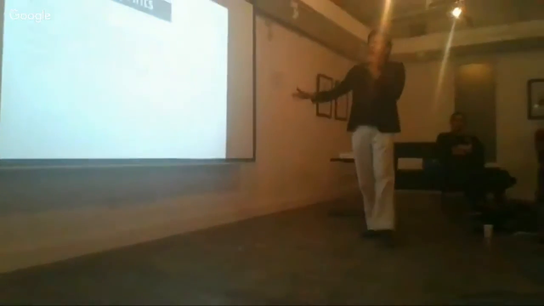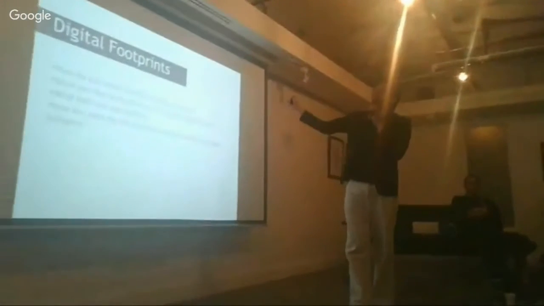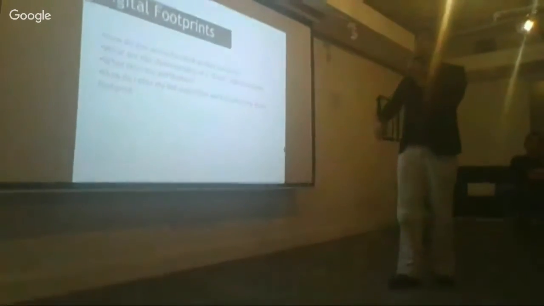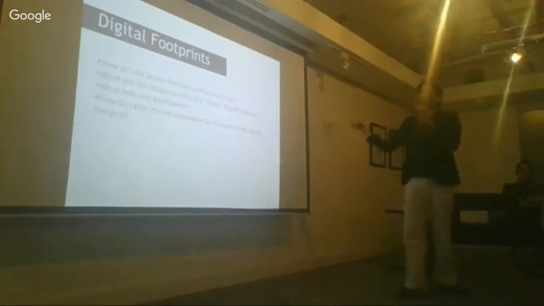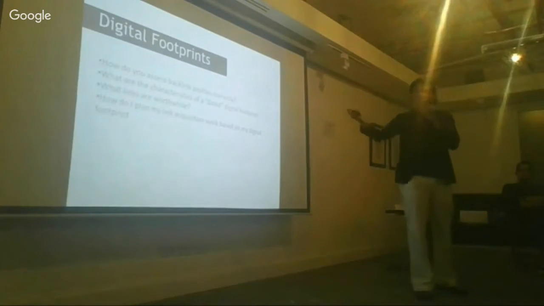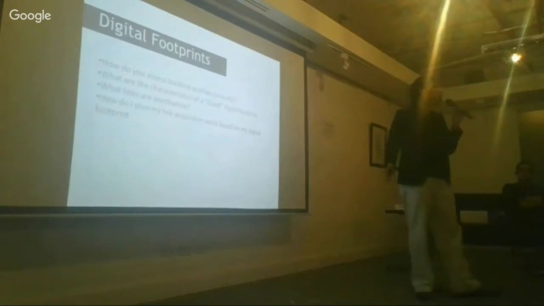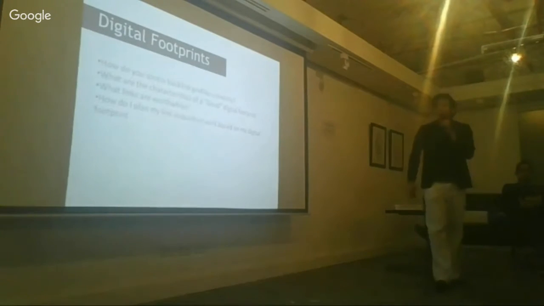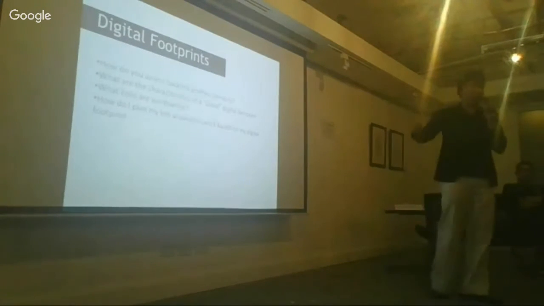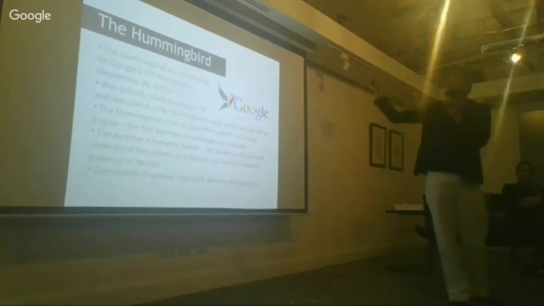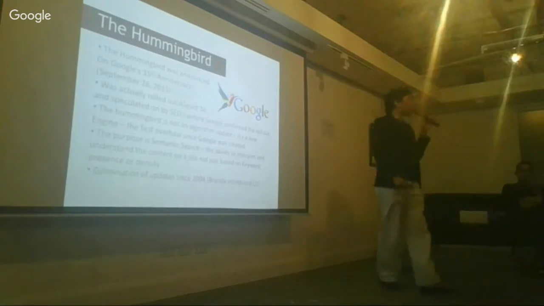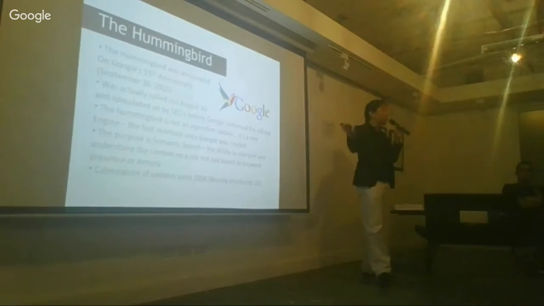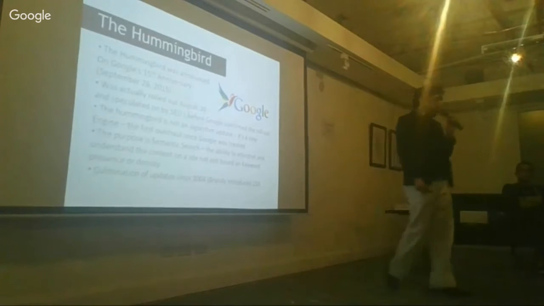A lot of it has to do with digital footprints and how you assess backlink profiles correctly: what are the characteristics of good digital footprints, what links are worthwhile, what links are not worthwhile, and how do you plan your link acquisition based on your digital footprint. But more than that, I want to talk about the most important algorithm updates and the most important updates to Google itself. So let's talk about Google.